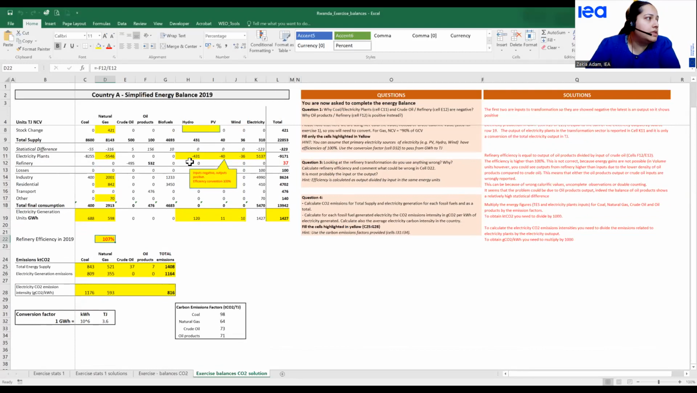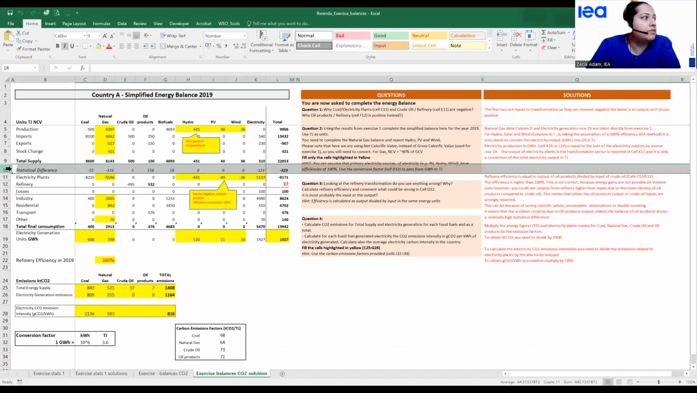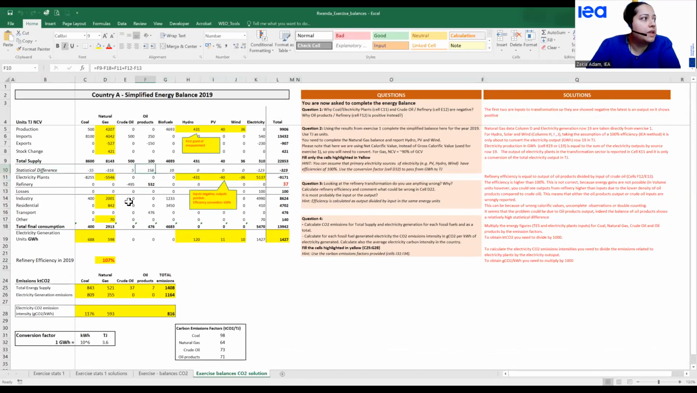Here, if we look closely at the energy balance, it's most probably from oil products. Why? Because if you look at the raw statistical difference, you have a big statistical difference for oil products. So most probably there's something wrong in the oil products balance.